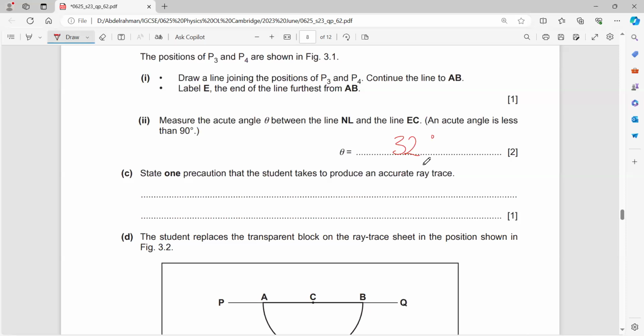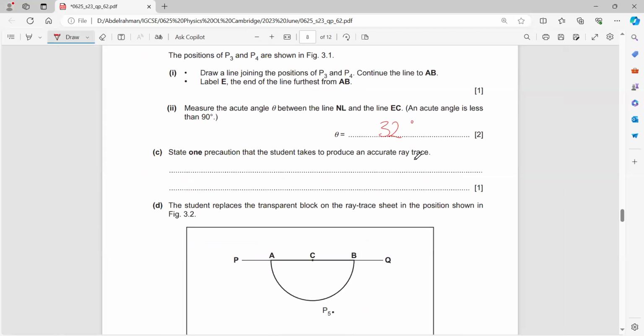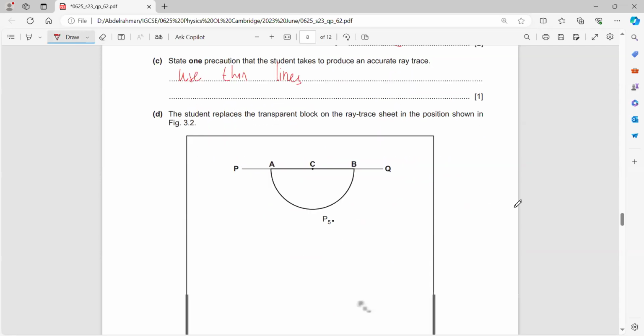State one precaution that the student takes to produce an accurate ray trace. What's one precaution for this question? Any ideas? He could draw the lines thin. Yes, exactly. Use thin lines. Okay, moving on to the next question.